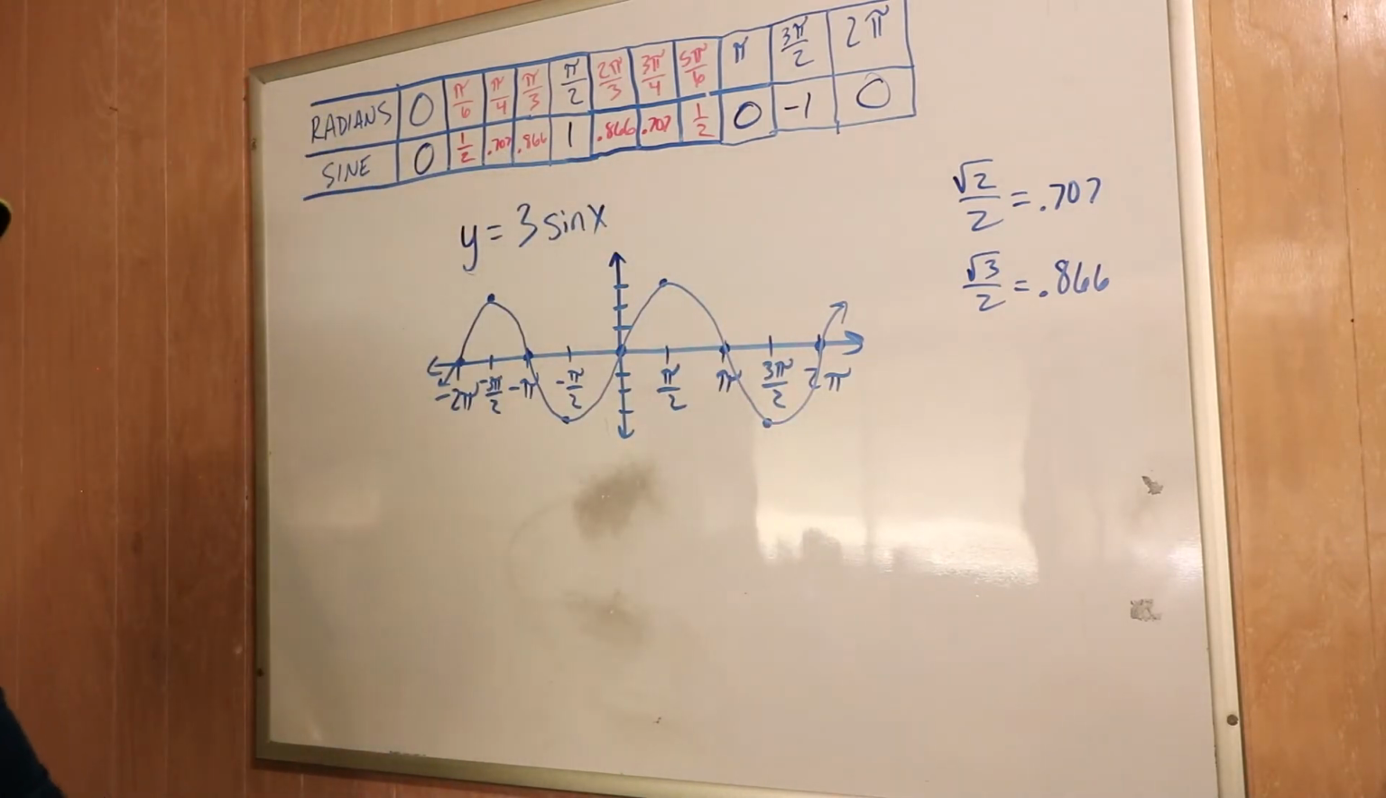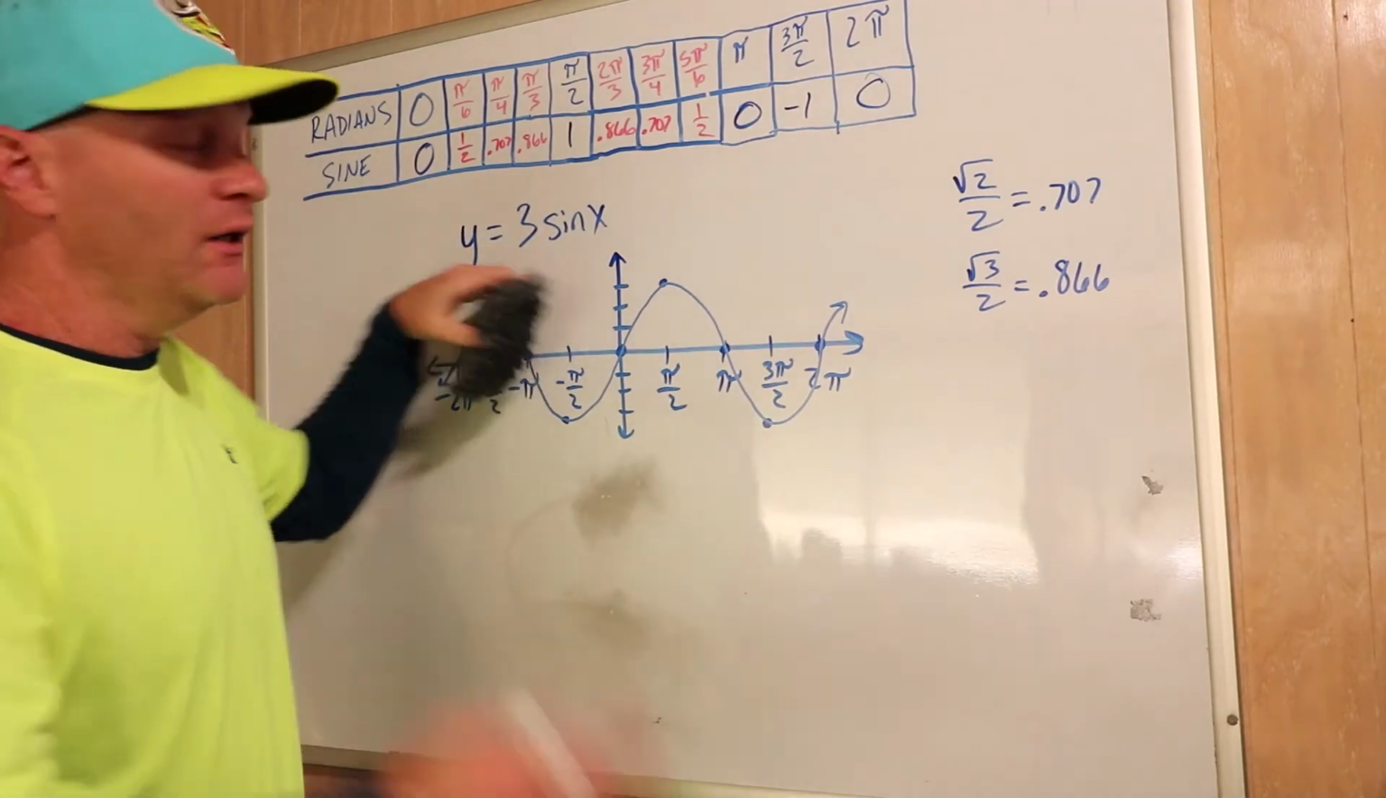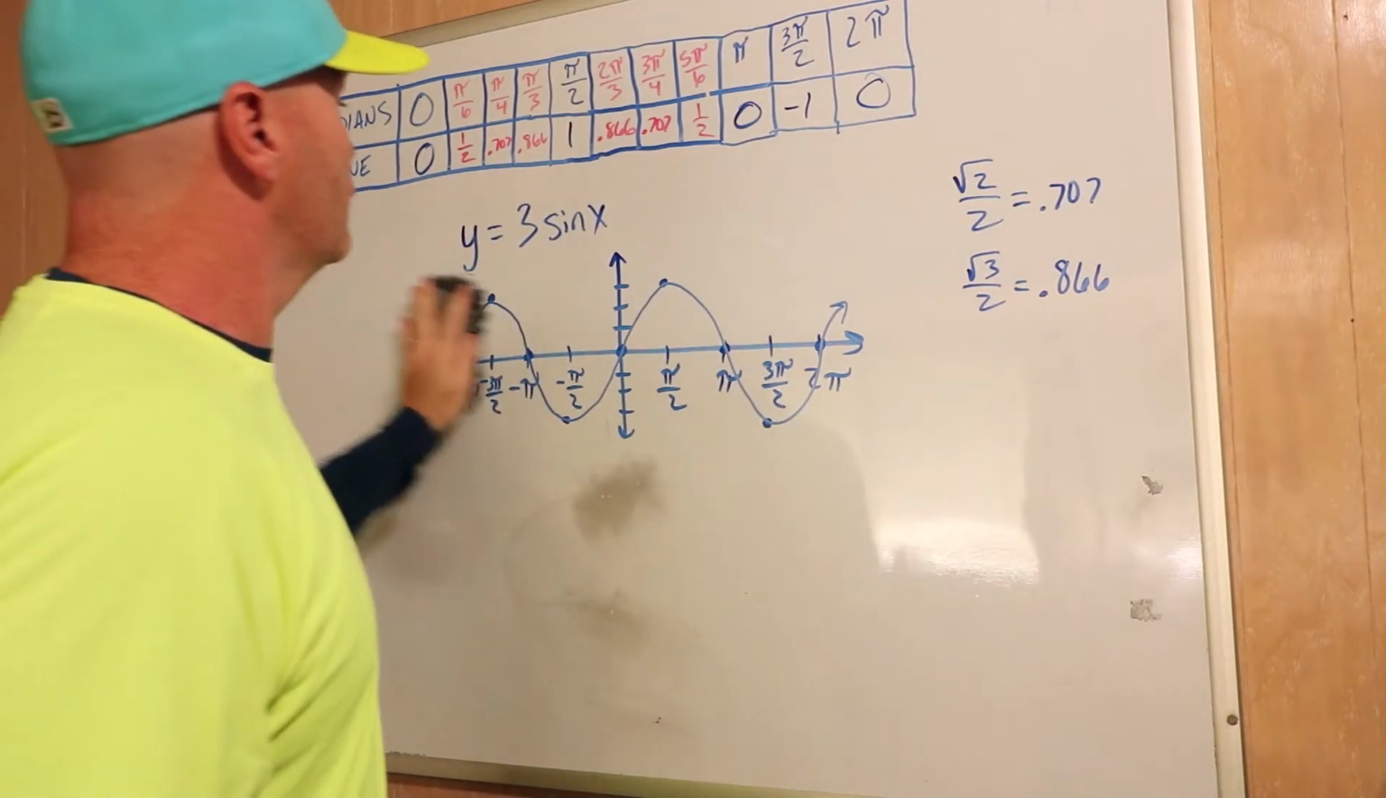So just like always, A at the beginning is a vertical stretch. It changes the amplitude.